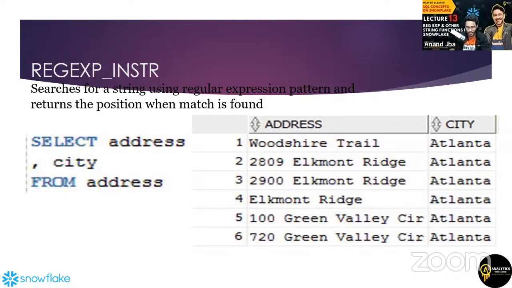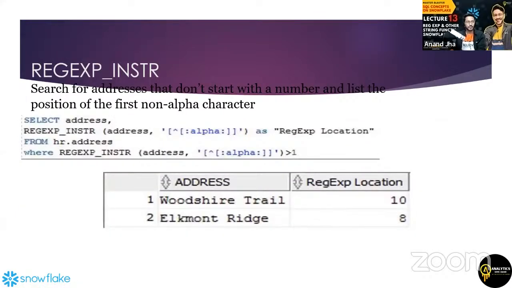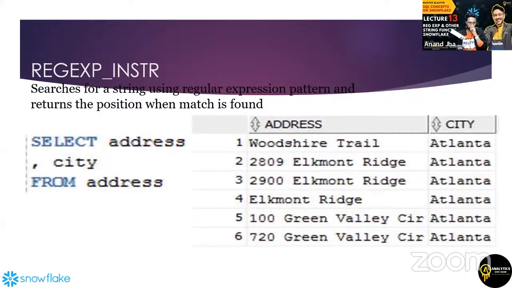There's a code which you have to run. So select address, comma, city from address. Let's see. So address and city, I got it. Try to understand. I have selected address and city. I got the list of all the addresses. I got the list of all the cities.